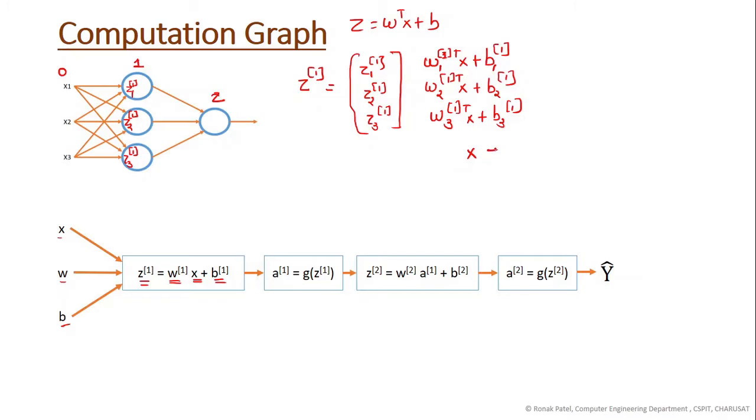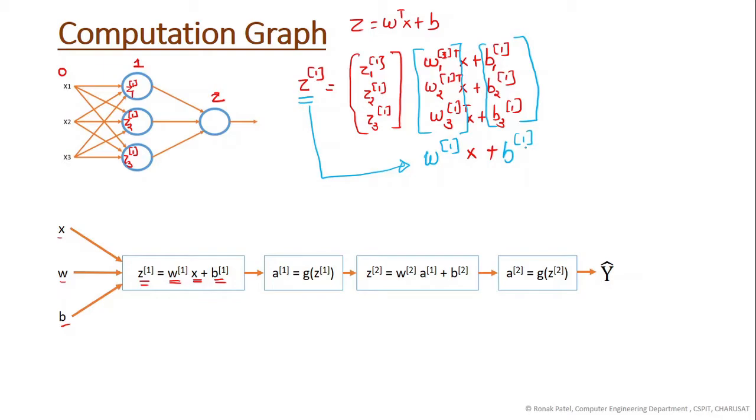Now X is common, X plus, now this thing, what is that? Weights going to layer 1, that indicates weights going to layer 1, and that I can indicate like this, W1, weights going to layer 1, plus bias going to layer 1. So your B1 is this vector.